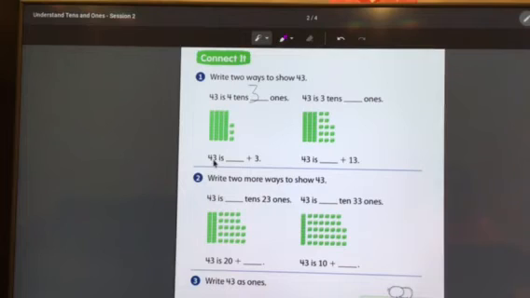Down here it says 43 is blank plus 3. Here you're going to have to count your tens by tens. 10, 20, 30, 40. 43 is 40 plus 3.